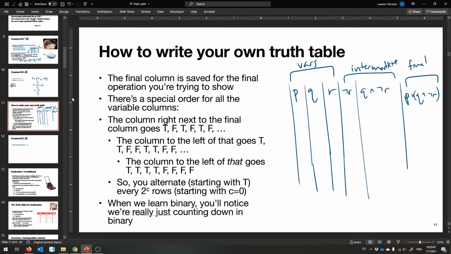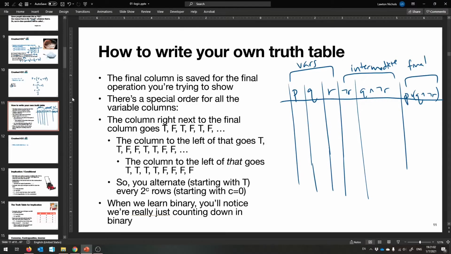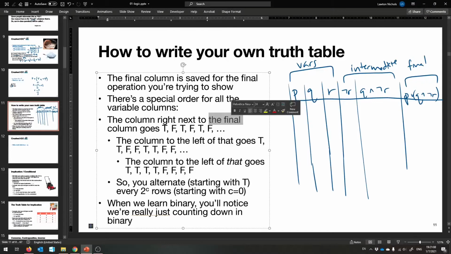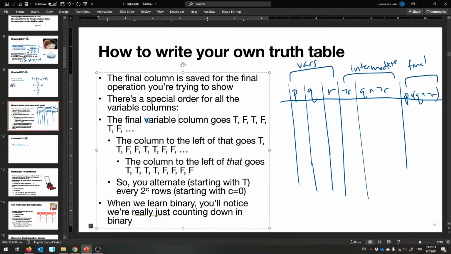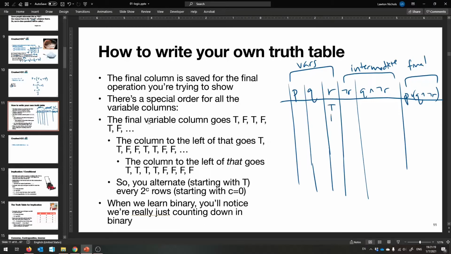And the columns actually have a special order. They're defined by what these propositions are, P, Q, and R, because those are the variables. We don't know what these are, so we need to try all the possibilities for P, Q, and R. And the rest of these follow from that. So what you do is, right next to the final column, the final variable column goes true, false, true, false, true, false, dot, dot, dot. It just keeps on alternating. We're going to end up doing this 8 times because there are 2 to the 3 possibilities for P, Q, and R.